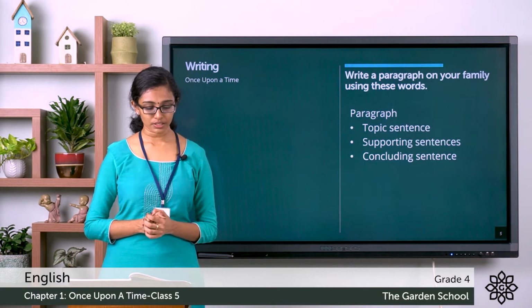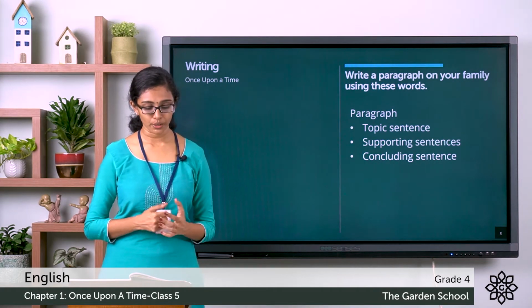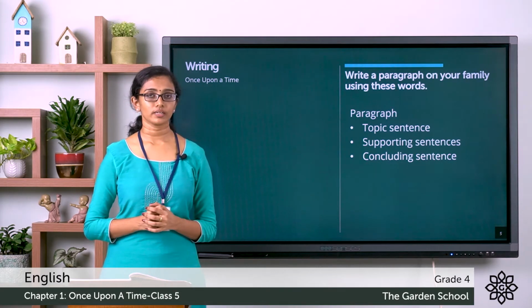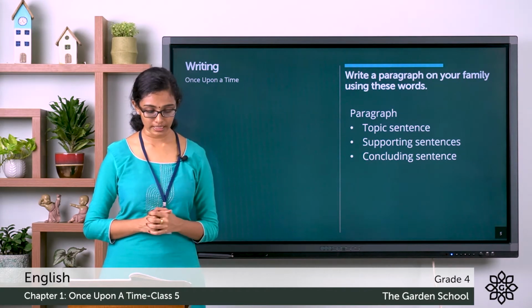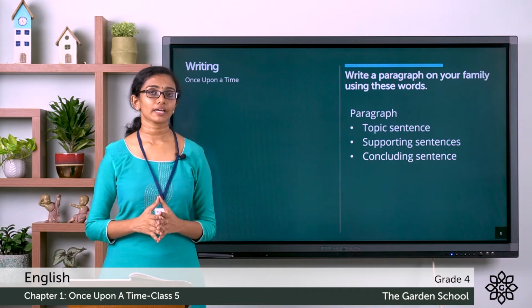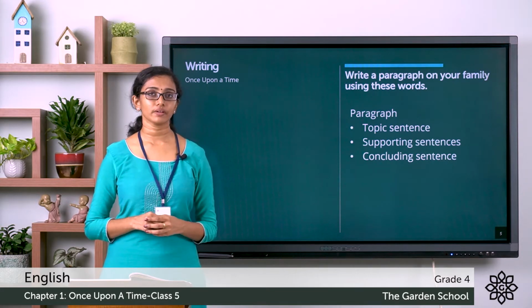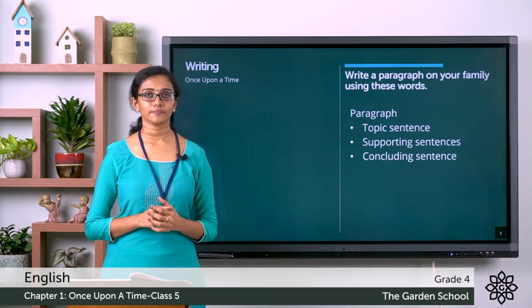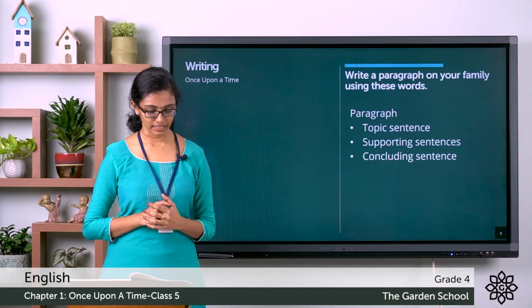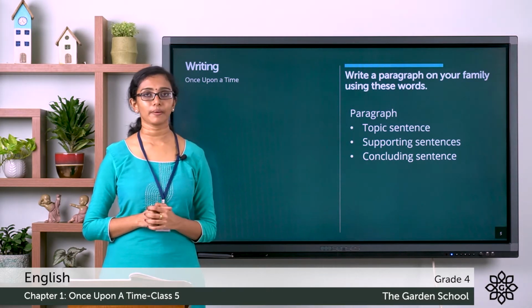Now here the question is to write a paragraph on your family using these words. You are given a few words there. You have to write a paragraph including these words given here about your family. A sample paragraph is given here as well. Let's read this sample paragraph.